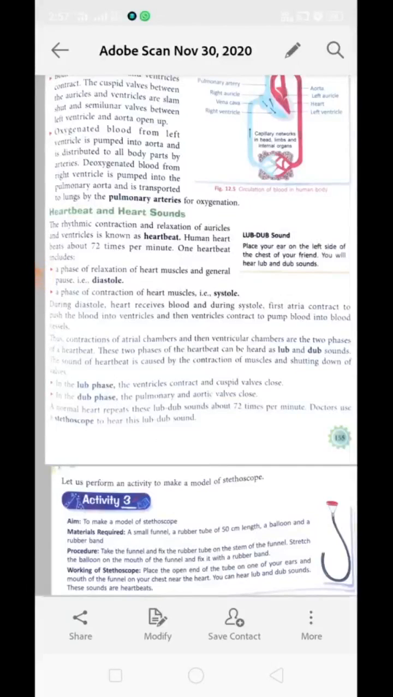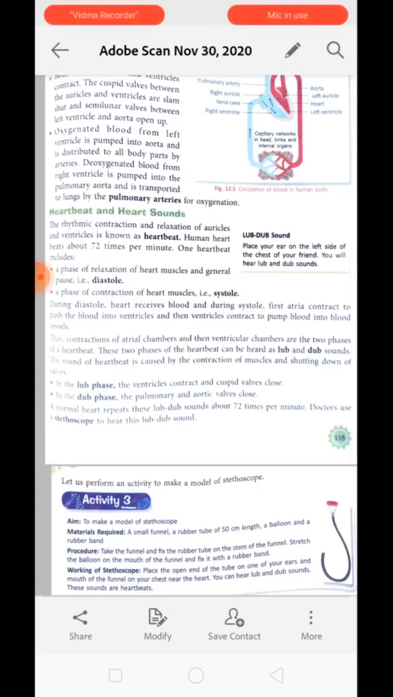Next topic is heartbeat and heart sound. The rhythmic contraction and relaxation of auricle and ventricle create a sound which is known as heartbeat. First the auricle gets contracted and in the next phase the ventricle gets contracted. When the auricle is in contracted condition, the ventricle is in relaxed condition. When the ventricle is in contracted condition, then the auricle is in relaxed condition. In this way one muscle gets contracted and the other muscle gets relaxed.